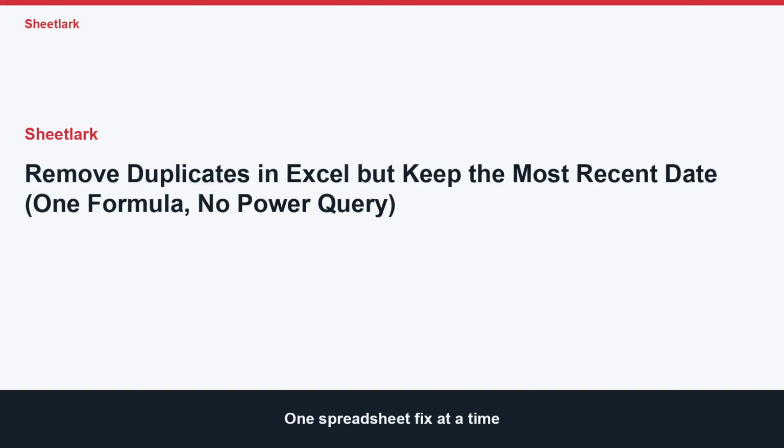You've got a list where every customer shows up 3 or 4 times, and you only want one row each, the newest one. Deleting by hand is slow, and remove duplicates just keeps whatever row it hits first. In the next few minutes, I'll give you one formula that keeps the most recent date for every name, automatically, no Power Query, no macros.